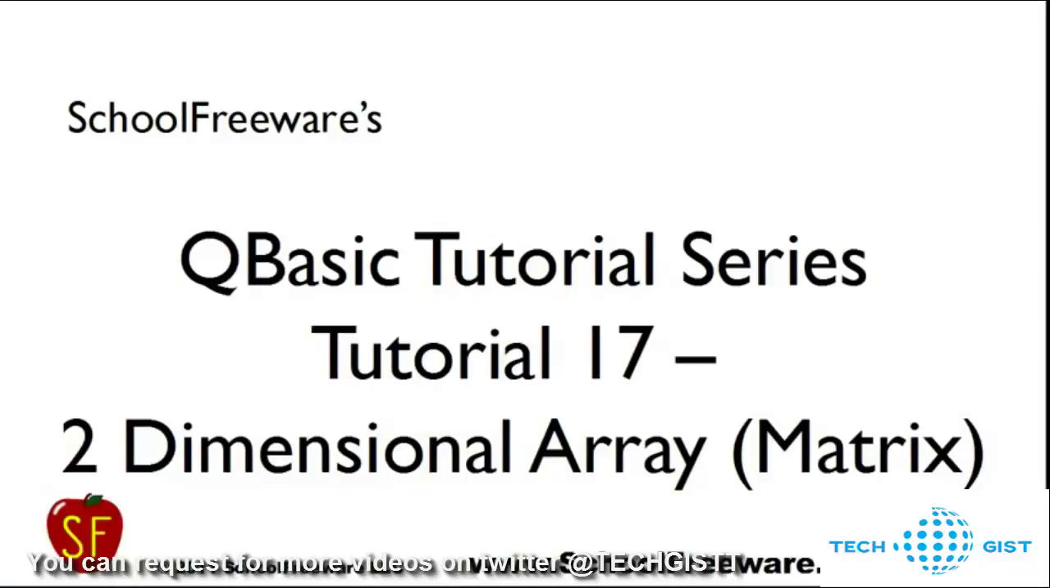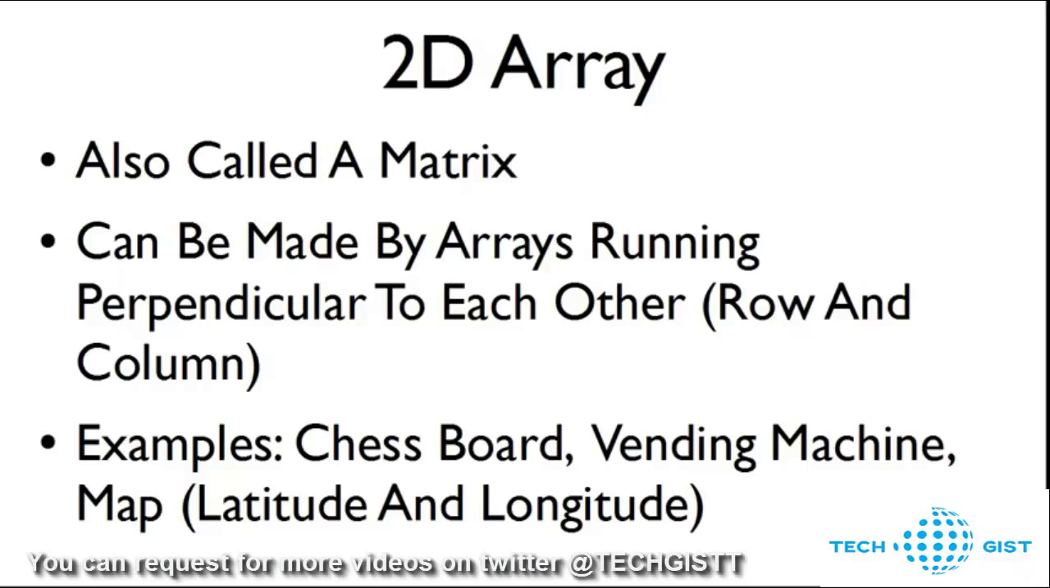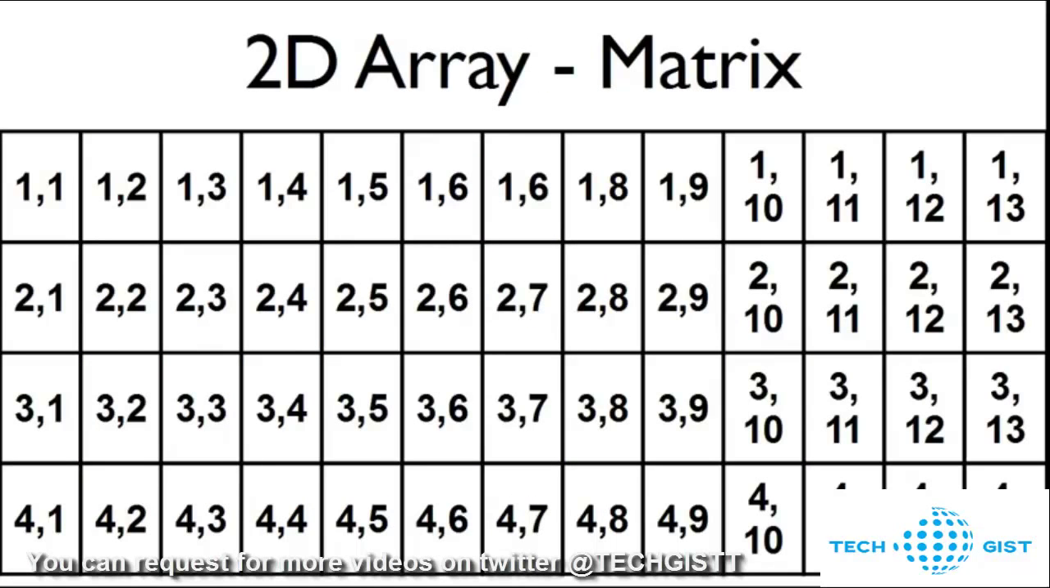School Freeware's QBasic tutorial series, Tutorial 17, Two-Dimensional Array. Also called a matrix, it can be made by arrays running perpendicular to each other. Examples of two-dimensional arrays include a chessboard, items within a vending machine, and a map. Within this tutorial, we'll make a two-dimensional array for a deck of cards.